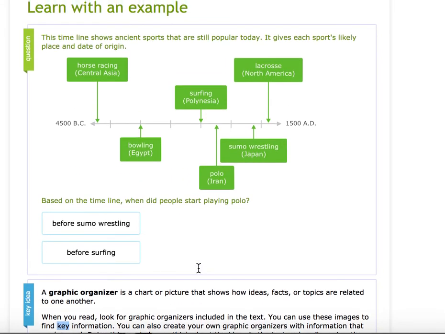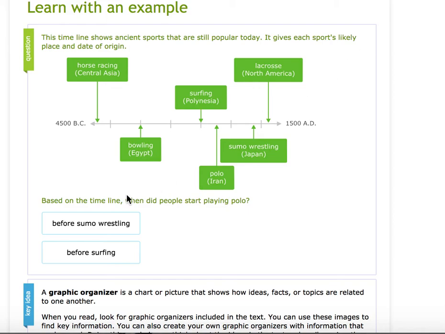While we're looking at this skill, we're going to be looking at an image with words or numbers in it. It's going to be really important to start by reading the description at the top, right? This is going to give us really important context for the graphic organizer. This timeline shows ancient sports that are still popular today. It gives each sport's likely place and date of origin. So I know 3 things. This graphic organizer is about sports that started a long time ago but are still popular today. It also gives each sport's likely place and date of origin, what they guess, like where it started and when it started.